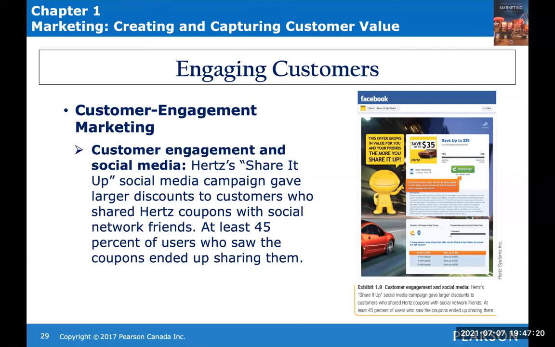All right, engaging customers. We did talk about how social media is now being used by many companies to engage customers. Many companies are also asking customers to create competitions where they ask customers or potential customers to create advertisements, and they choose the best ad, and the ad is actually included as part of the marketing campaign. So that's a way of engaging your customers.